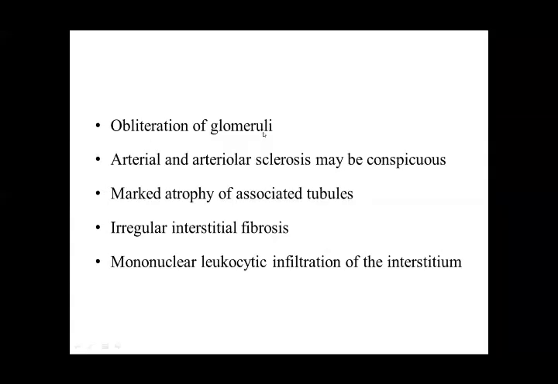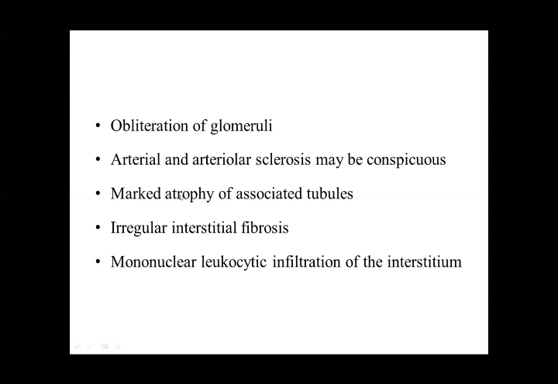Glomeruli undergo obliteration. Arterial and arteriolar sclerosis may be conspicuous. Marked atrophy of associated tubules is there. Irregular interstitial fibrosis and mononuclear leukocyte infiltration of the interstitium. The glomeruli are obliterated, all gone. Arterial and arteriolar sclerosis: any artery and arteriole that you see has thickened, and there is decreased blood supply in that. Tubules have atrophied, right?